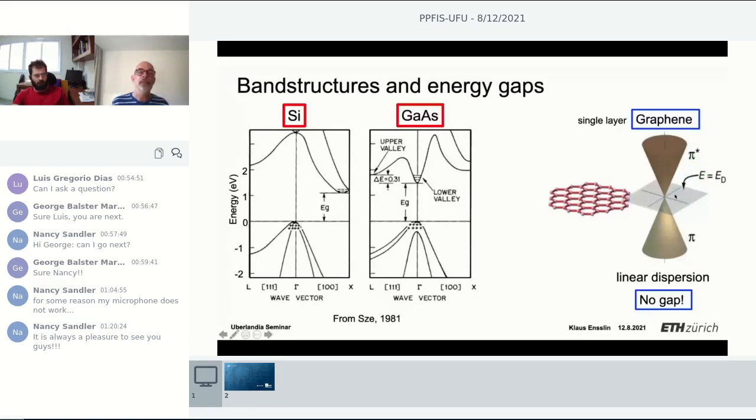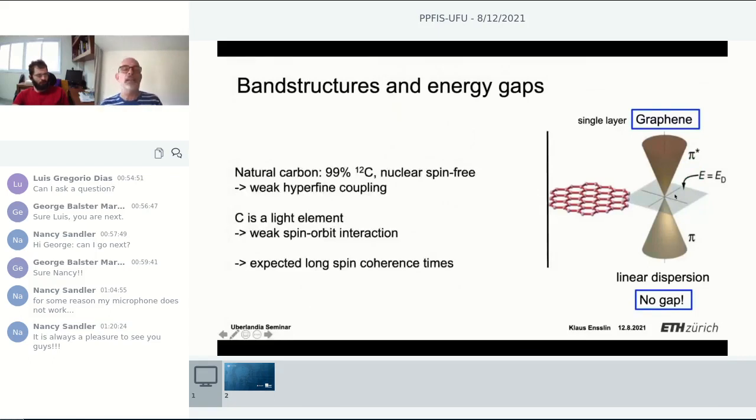And if you don't have a gap, well, then it's difficult to confine charge carriers. Then it's a little bit like a metal. And in a metal, you also cannot confine charge carriers. But on the other hand, if you have a material that is composed of carbon, then we know that natural carbon consists of 99% carbon-12, which is an isotope that has no nuclear spin. So you get rid of hyperfine coupling just by using graphene or carbon nanotubes or some other system that contains carbon. Also, carbon is a light element. And spin orbit interaction roughly scales with the size of the atom along the periodic table. So it's one of the lightest elements. It's element number 6 in the periodic table with which you can build a solid. So one expects very long coherence times, spin coherence times, longer than in silicon. But this is theory, and these ideas are old, and there's no experimental proof of that yet. So no gap, no dot, no qubit.